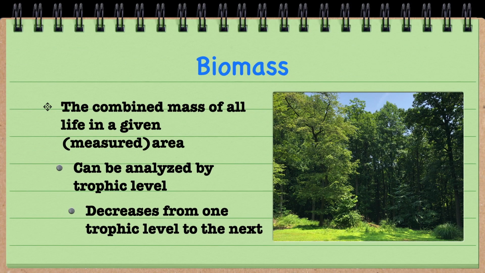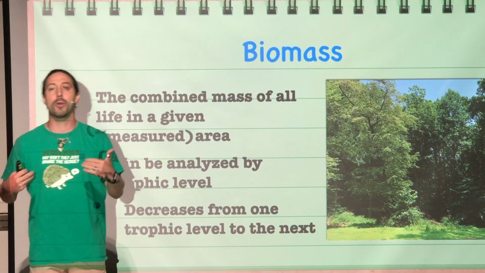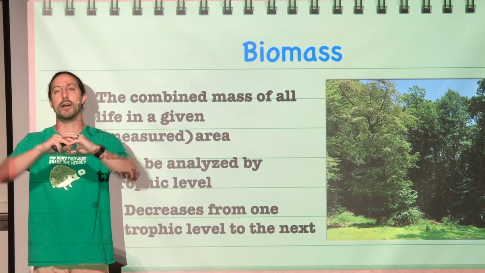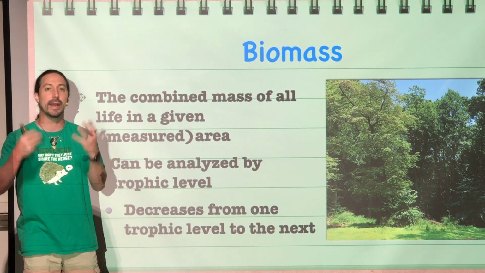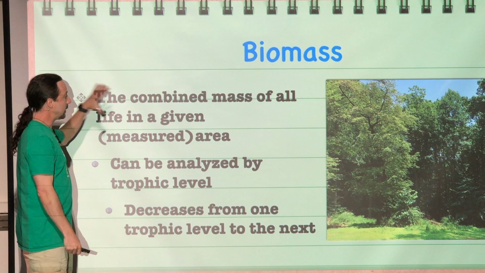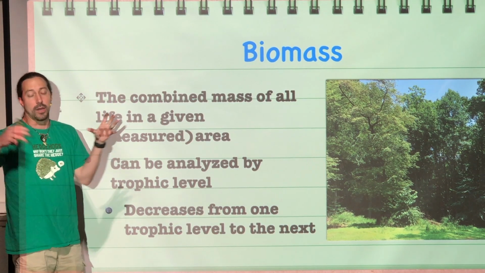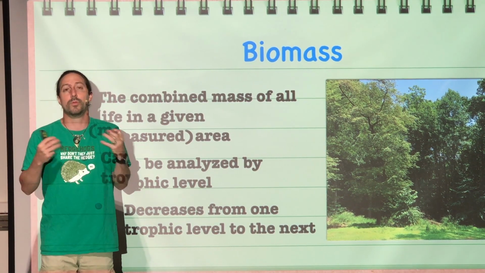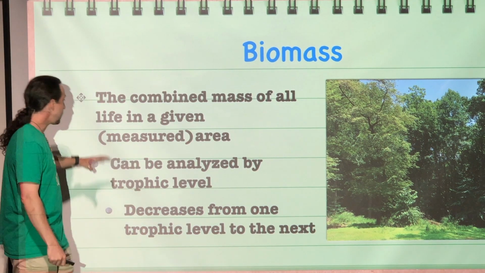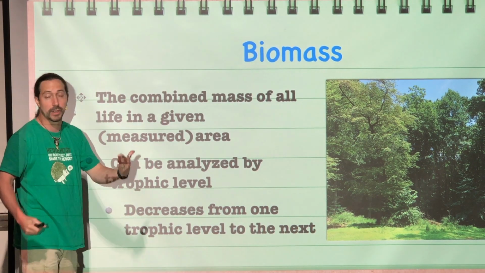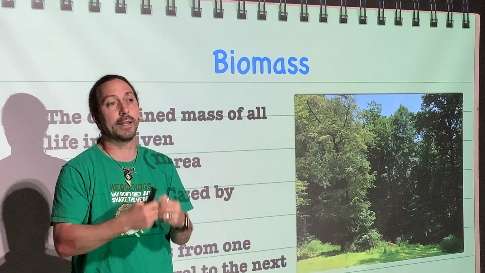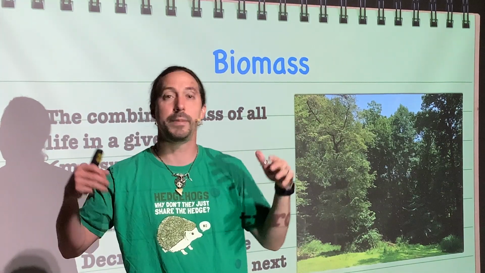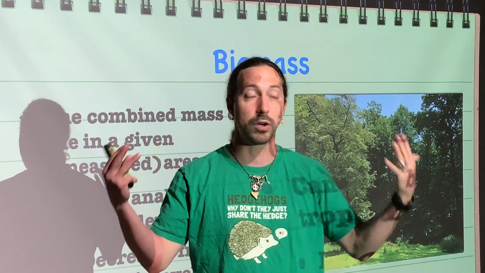Biomass. First, we got to understand what biomass is. Biomass is the combined mass of all of the life in a specific ecosystem or in a given area. Whatever that given or measured area is, all of the life in that area would make up the biomass. This can be analyzed by the different trophic levels. We can measure out the amount of mass that happens to be in the producers, then how much mass would be in the primary consumers, how much mass would be in the secondary consumers, and so on and so forth.